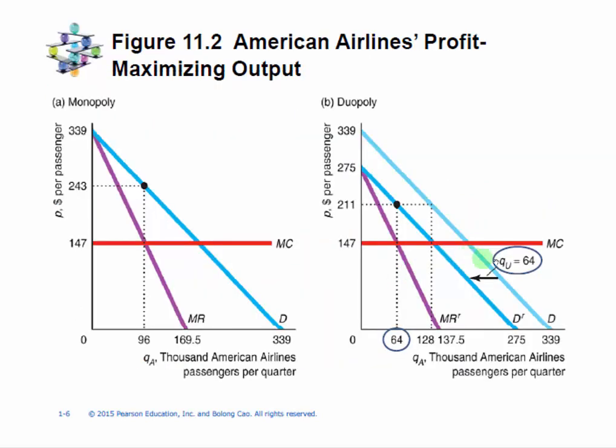So in this picture, if we shift this residual demand function D, this light blue line, lower and lower and lower, we will have a sequence of different profit maximizing QA, the quantity supplied by American Airlines, determined by American Airlines using the marginal revenue equal to marginal cost rule when it's trying to maximize its profit.